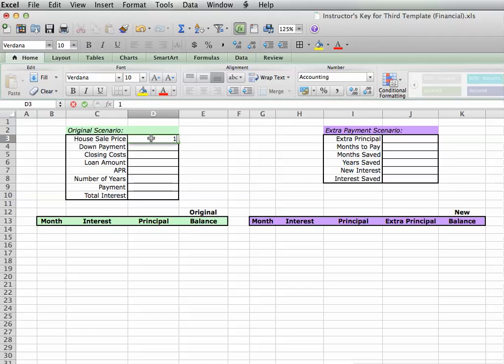So the first thing we're going to do is type in the sell price. That's $180,000 with a down payment of 5%. So I'm going to start with equals 0.05. I'm going to multiply that by the actual sell price. I click on it to get the cell reference of D3. And there's our $9,000.